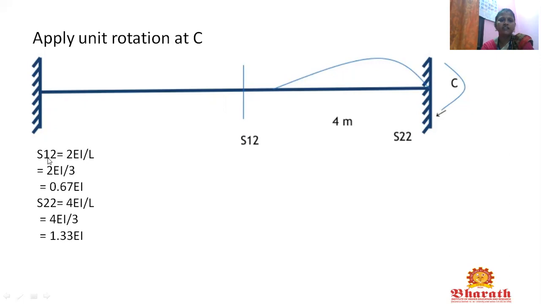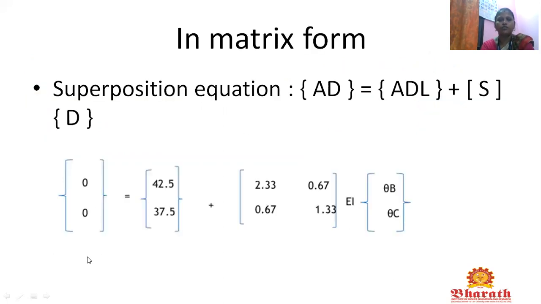So here S12. What is the formula? Here the formula is 2EI by L. Substitute L, which is given in your problem as 3 meters. So substitute 2EI by 3, and you get 0.67 EI. Similarly for S22, what is the formula? That is 4EI by L. Substitute L as 3 meters and find S22. That is 1.33 EI. Next we are coming to the matrix form.